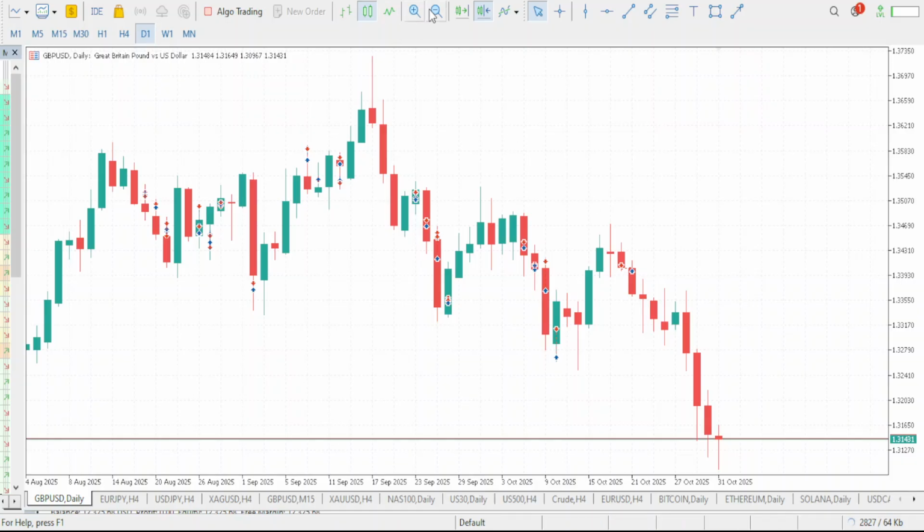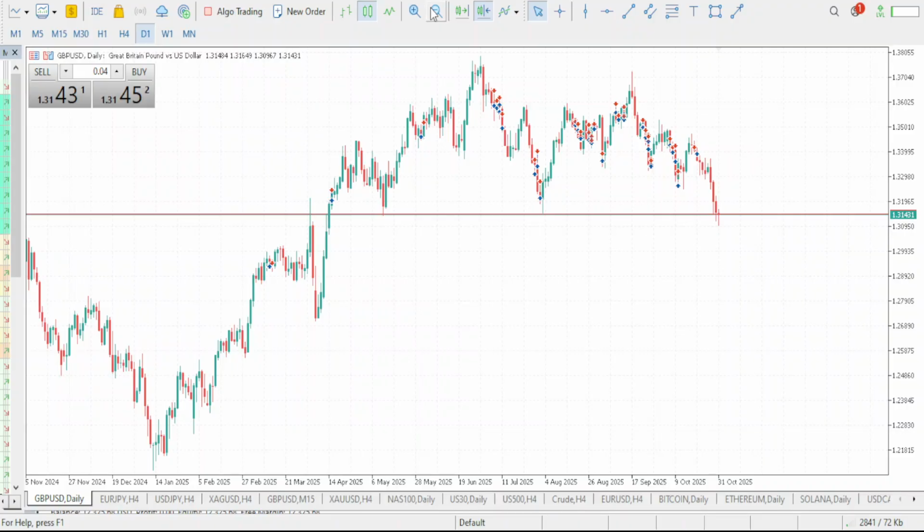So let's see what we'll be expecting this week on GBPUSD. So let's start with our trend on GBP. You clearly can see that on our daily time frame, we are on a downtrend move. This is the movement. Previously, I think this was early this year, we were on an uptrend move, but right now we are on a downtrend movement.